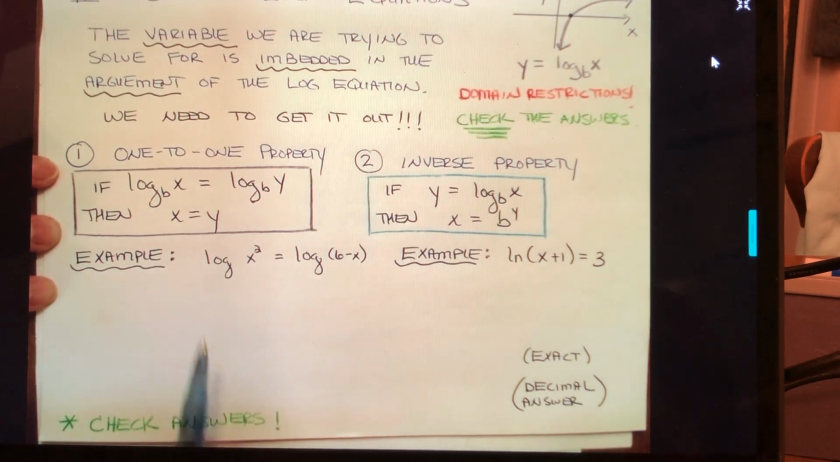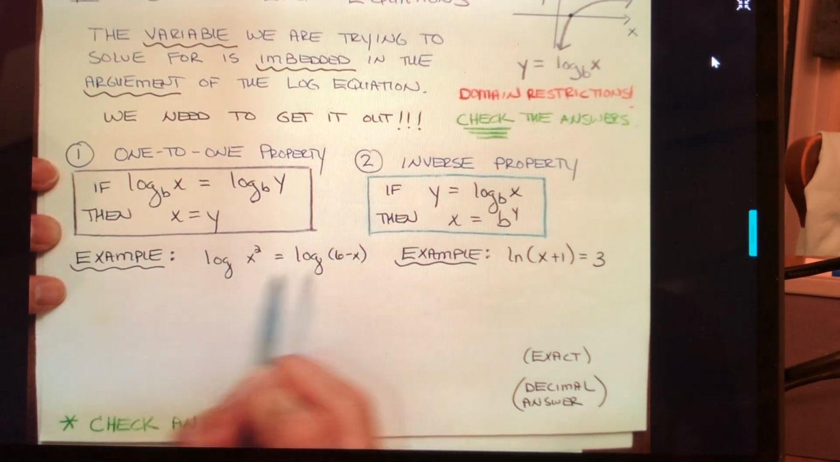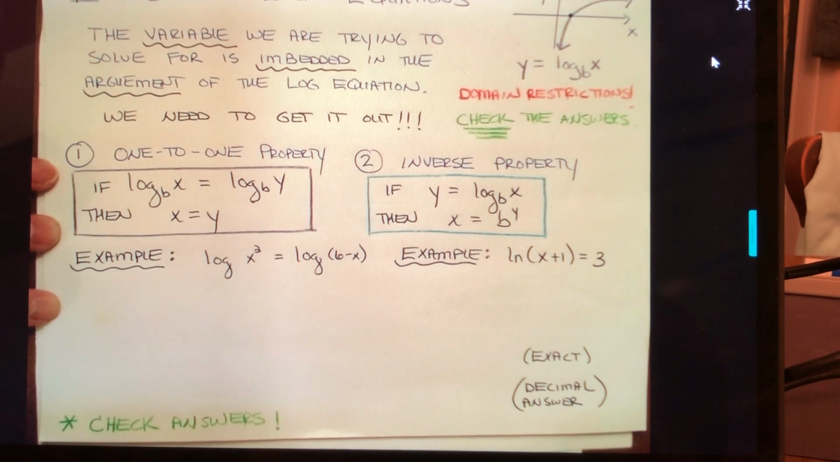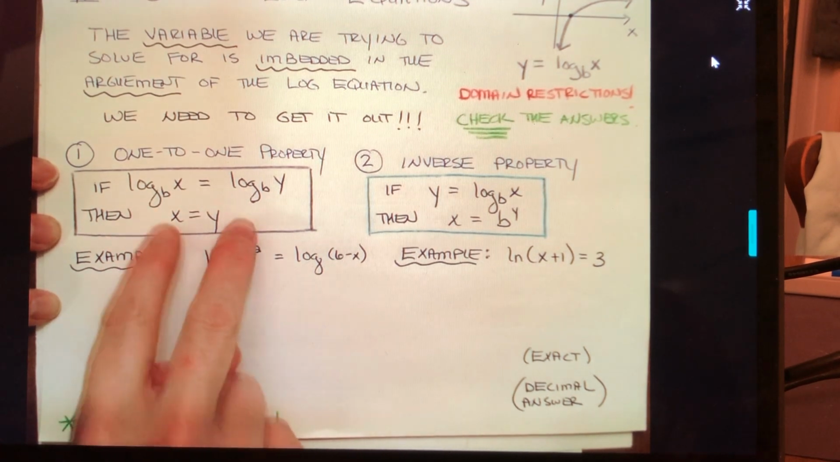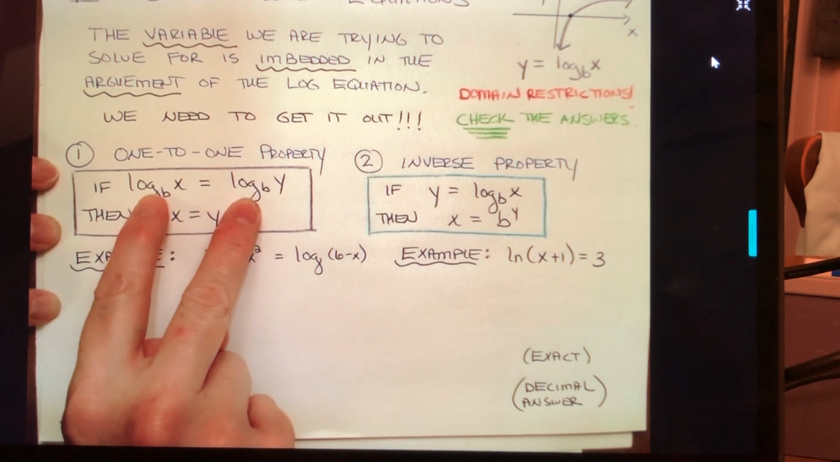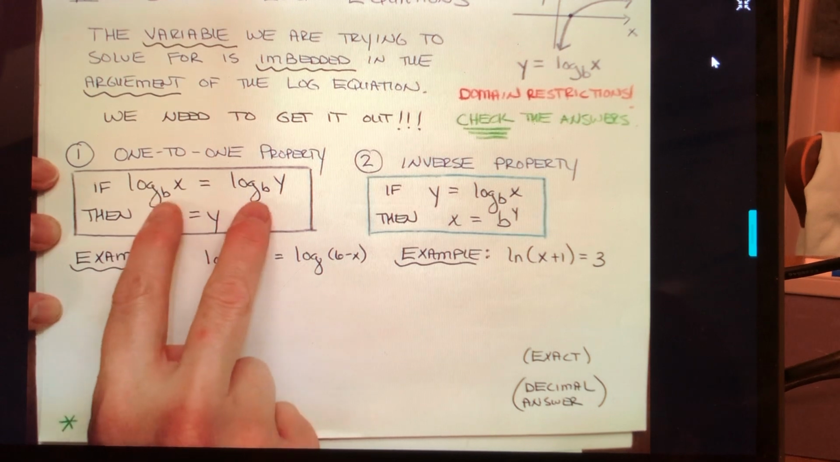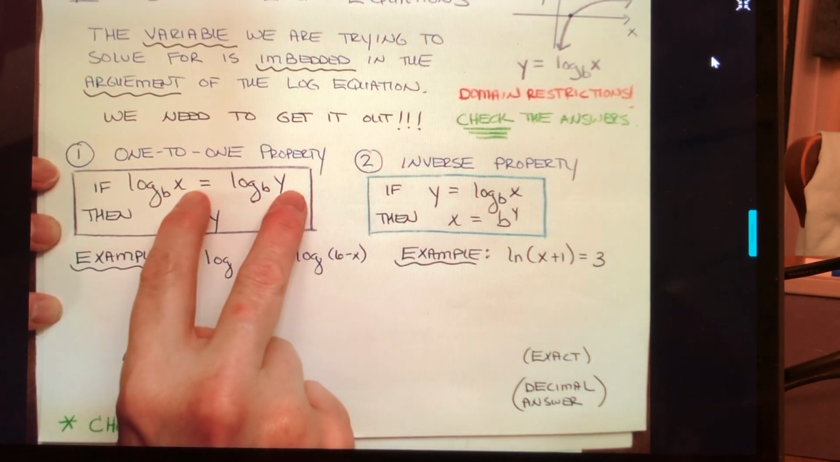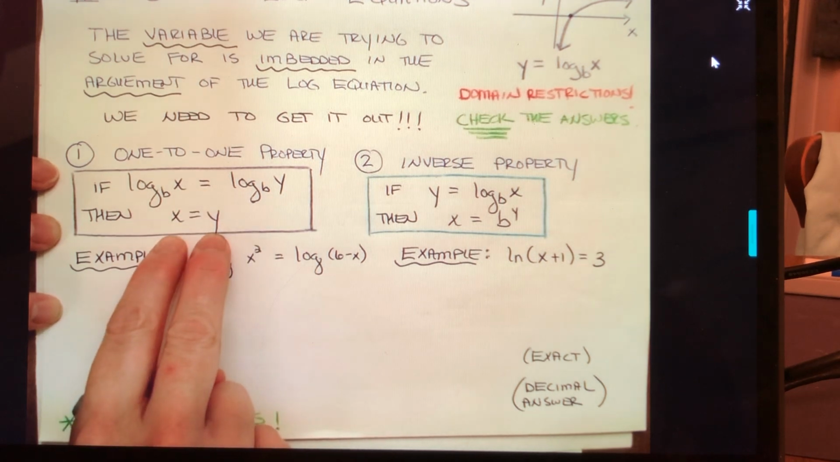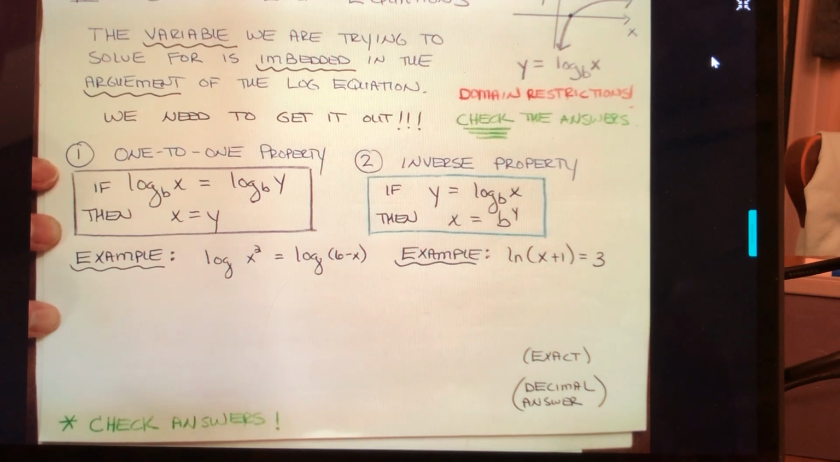Okay, so the first example, this is an example of something that's one-to-one, because what does that mean? If it's a one-to-one problem, it means you're going to have a log equals a log. Okay, that's it. You don't see anything else there. A log equals a log. They have to both be to the same base. And if that's the case, you get to take those arguments and just pull them outside and set them equal to each other, similar to an approach we used on the exponential problems.